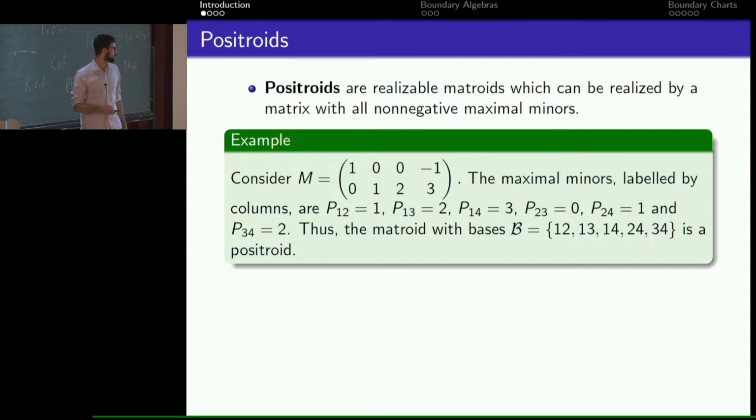So from this, we get that the matroid with bases 1,2; 1,3; 1,4; 2,4; 3,4, these are the non-zero maximal minors, is actually a positroid. So it's a special type of realizable matroid.